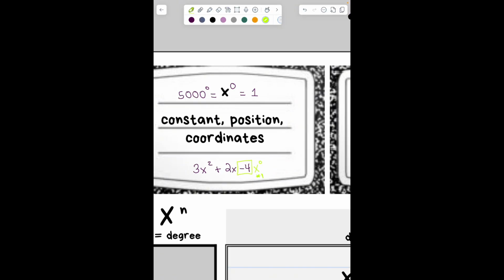And that's why we call that the constant term. It's constantly going to be -4. It does not matter. X can be anything you want to throw in there. Once I bring that to the 0 power, it turns into 1. And so it just goes away, and that's just our constant term.